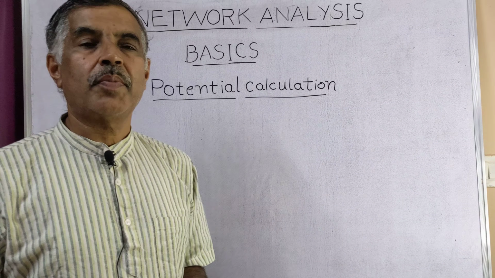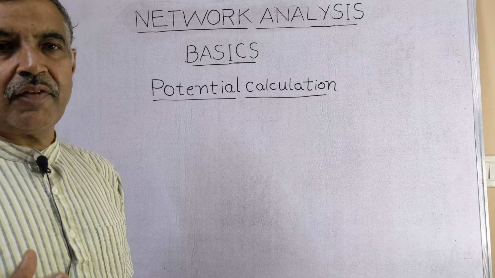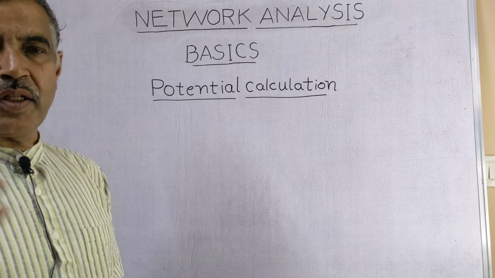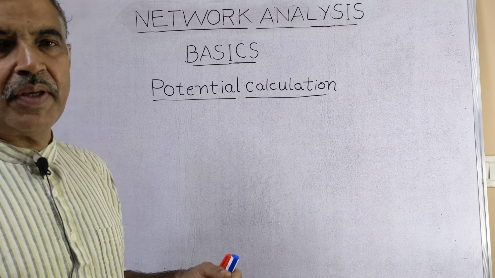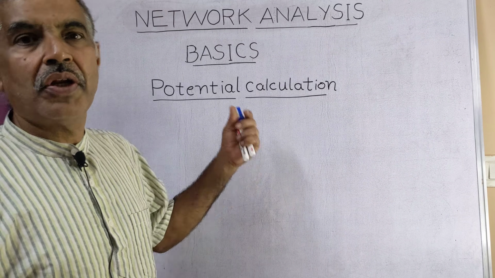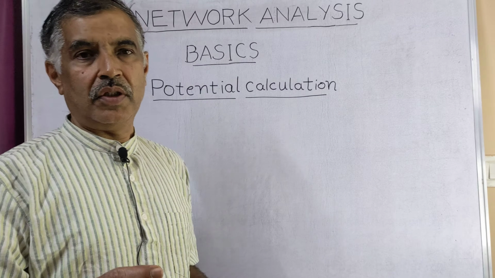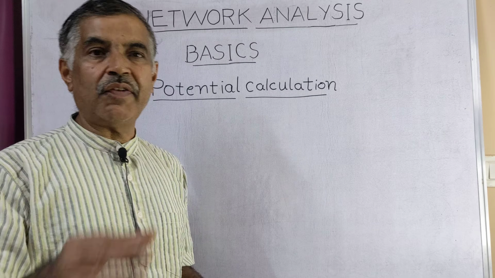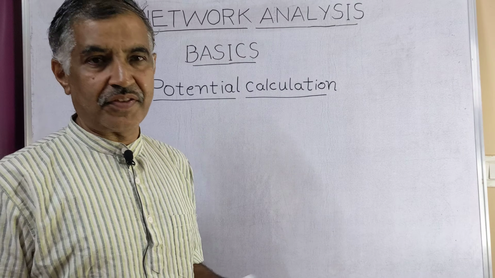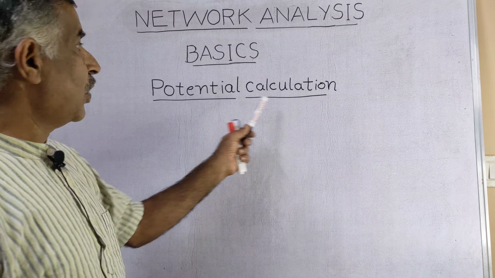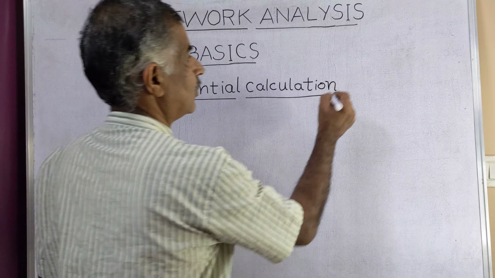Yesterday, in the last class, I explained what is ground. Ground is a reference point to which all other potentials are referred. Now today I will work out some basic problems on potential calculation. That means having identified ground in the network, you are supposed to calculate potentials or voltages. That is what potential or voltage calculation is. I will give this example.